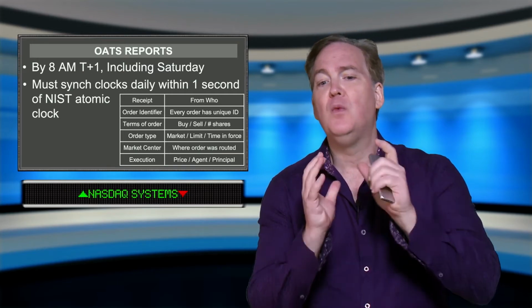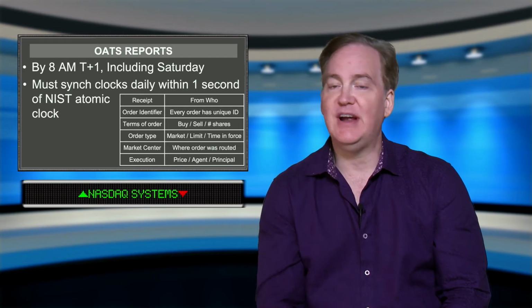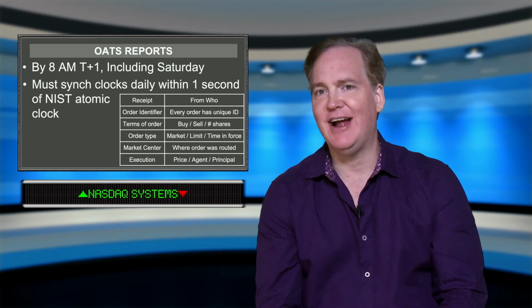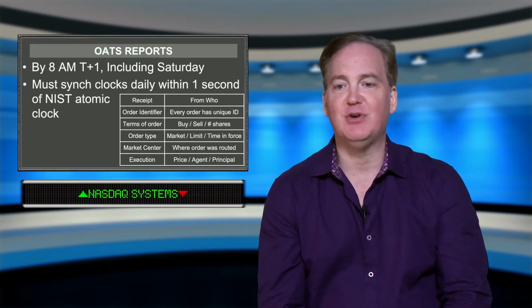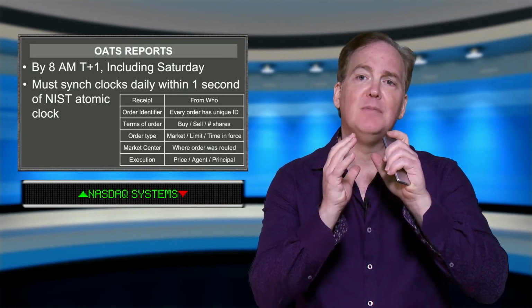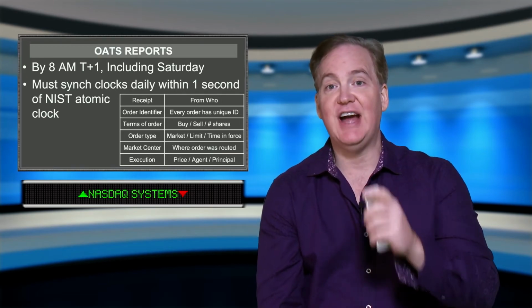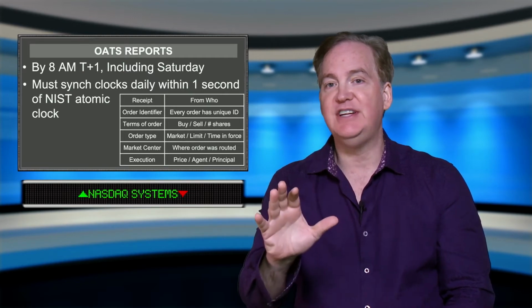Which market center was this order routed to? And execution. What price was the order executed at? What time? And what capacity did the broker-dealer act in? Did it act as the customer's agent, or did it act as the principal and participate in the transaction? The broker-dealers are required to stamp OATS reports in military time. So you'll see hours, minutes, and seconds, all in military time for all of these events.